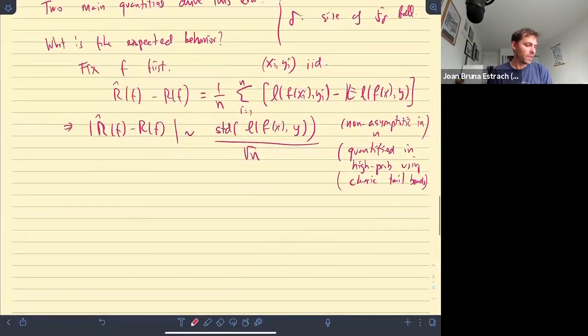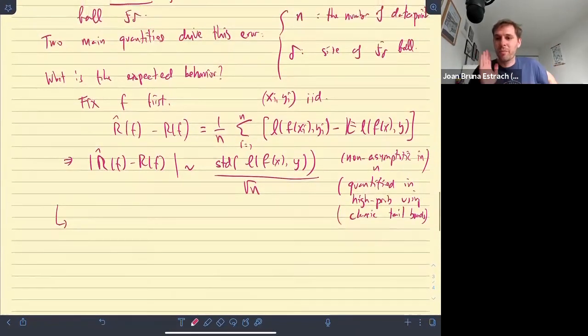All right, and so if I fix the hypothesis, I know that I have, let's say, a statistical error that is some constant that depends just on the distribution divided by square root of n. So that's, I guess, very familiar for everyone who is familiar with basic statistical inference. But then the thing that makes this error slightly non-standard is that now we need to not just look at the error by fixing f, but we need to control the worst possible fluctuation over our ball.